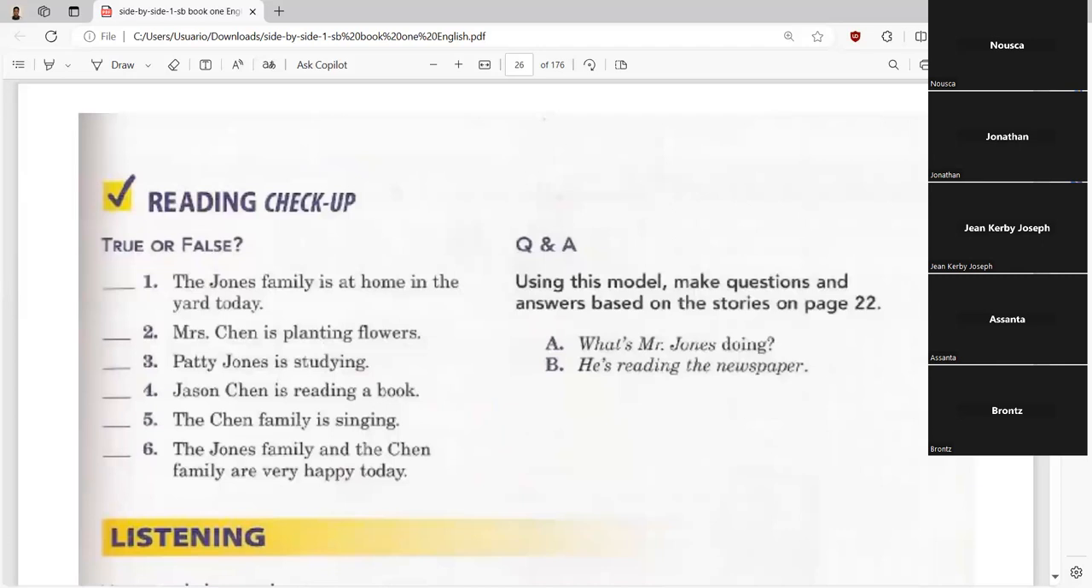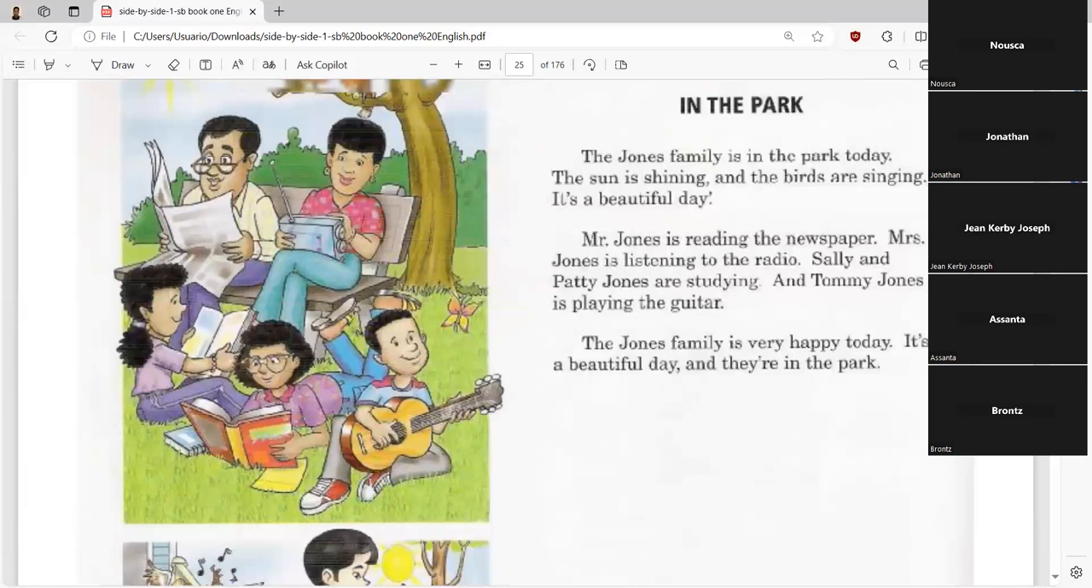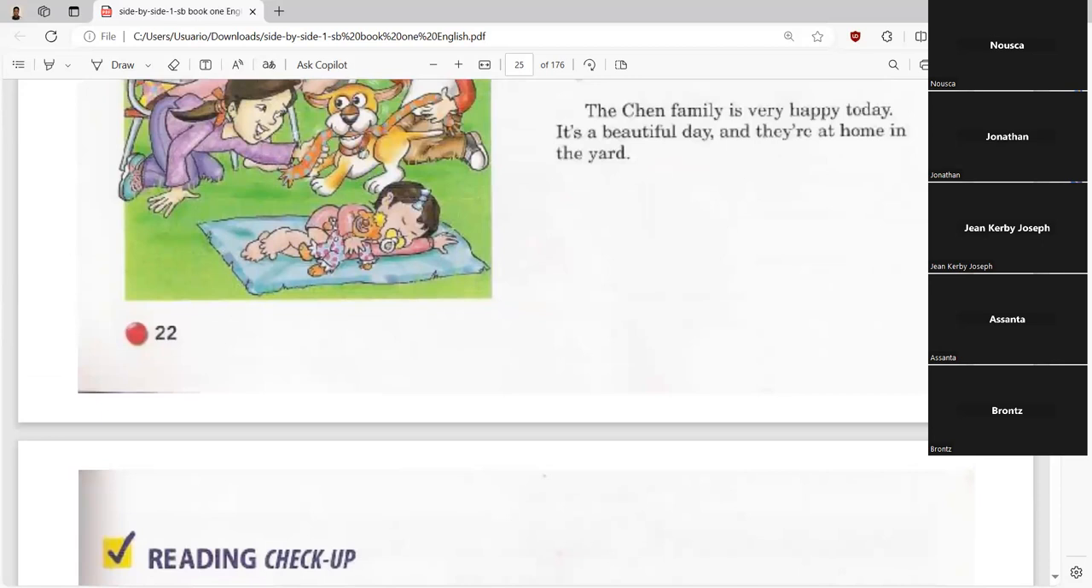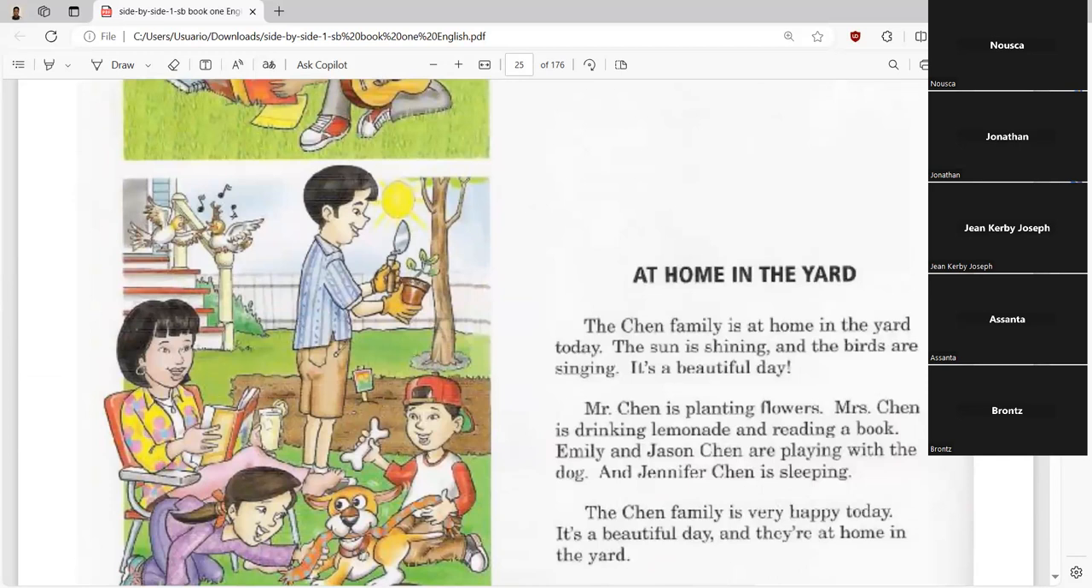Number five. The Chen family is singing. True or false? False. Who is singing in this case? The birds. Okay, the birds are singing.